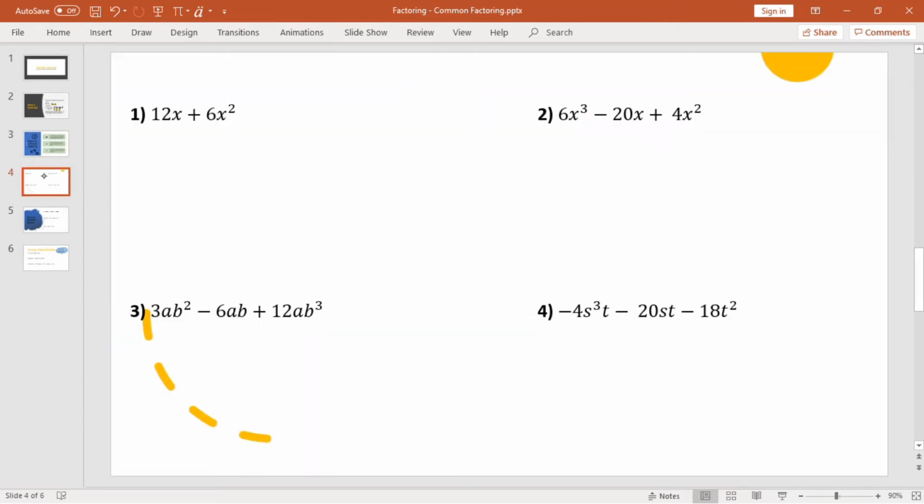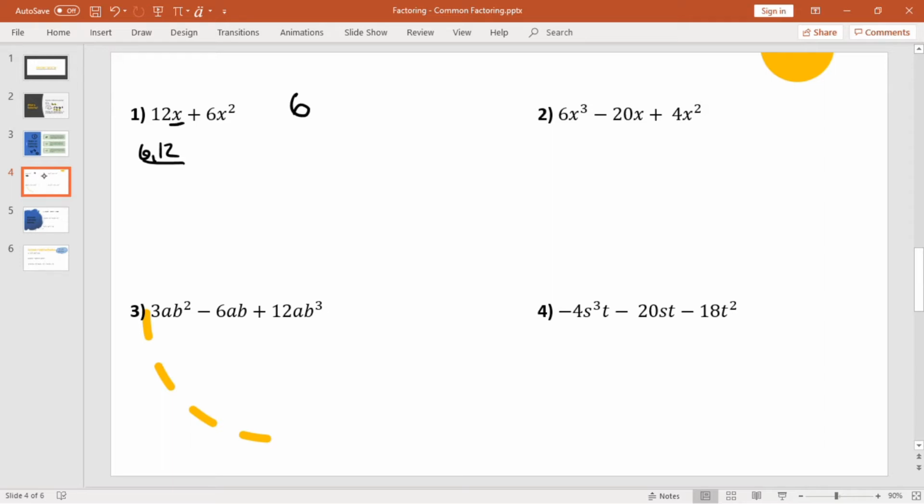Here's my first one. In 12x plus 6x squared, my numbers are 6 and 12. I know that 6 goes into 12, but 12 doesn't go into 6 evenly. So you always want to make sure these are making whole numbers. You don't want to be dividing and having 1.5 or 3/4. You want to be getting nice whole numbers from that. So I know that I have a common factor in the numbers of 6.